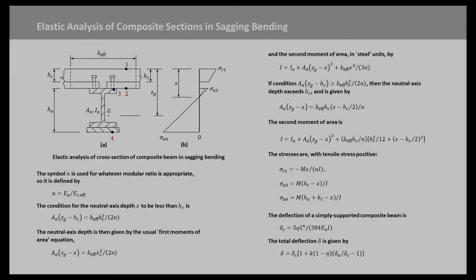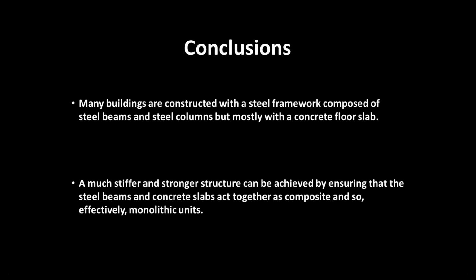From conclusions, what we learned: many buildings are constructed with a steel framework composed of steel beams and steel columns, but mostly with a concrete floor slab. A much stiffer and stronger structure can be achieved by ensuring that the steel beams and concrete slabs act together as composite and so effectively monolithic units.